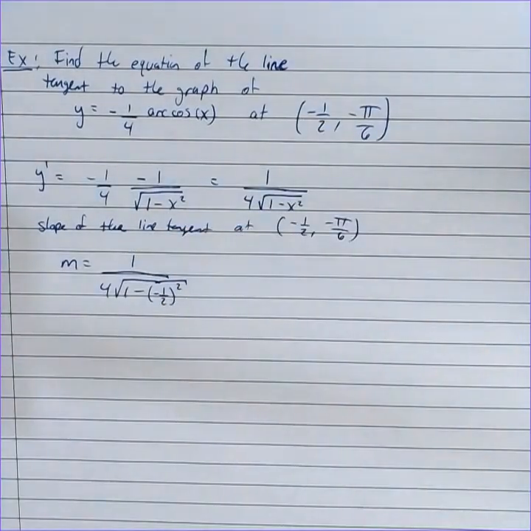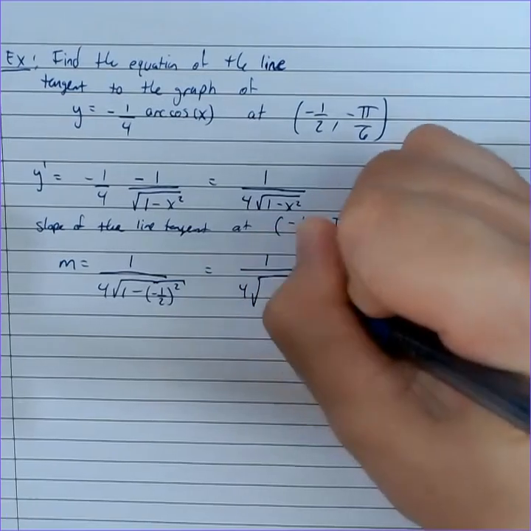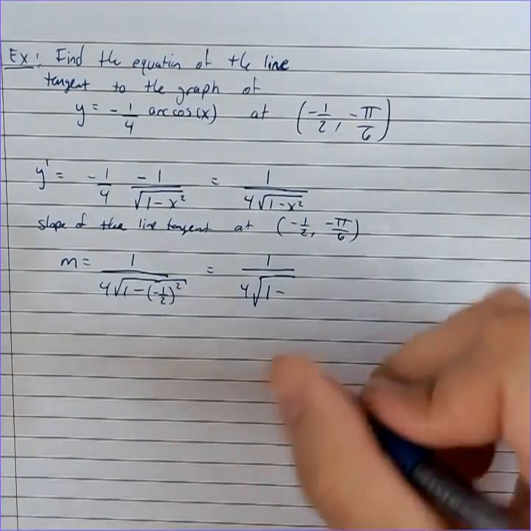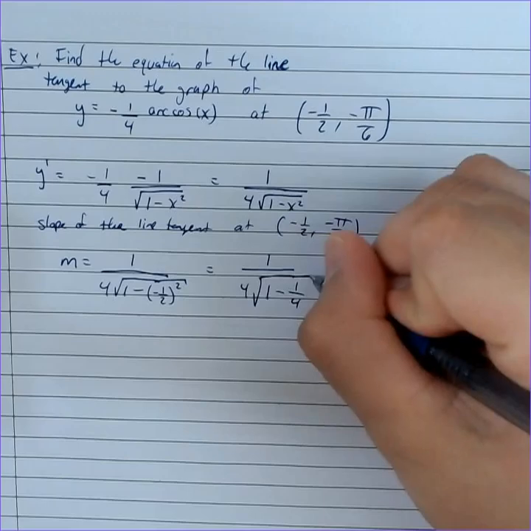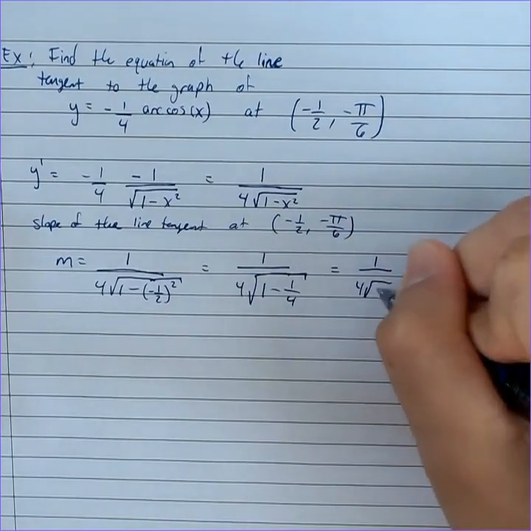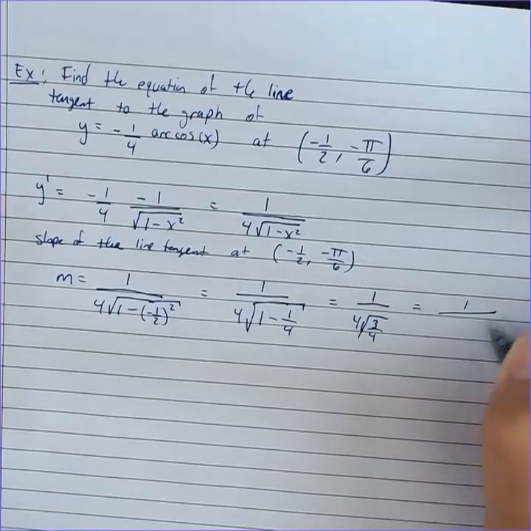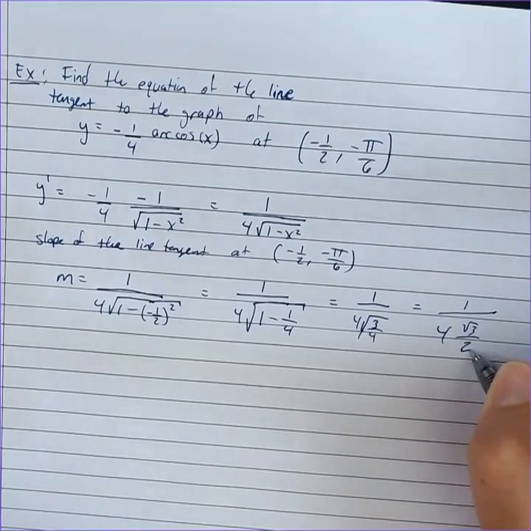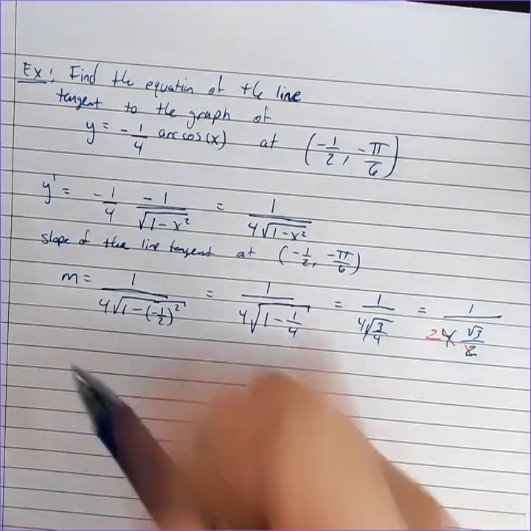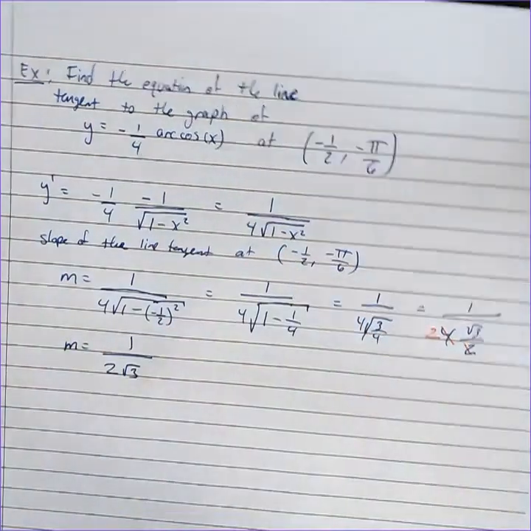squared. All right, so let's go ahead and do that. That's going to be 1 over 4 square root of 1 minus. If you take negative 1/2 and square it, that's positive 1/4. Okay, 1 minus 1/4 is 3/4. Take the square root of 3/4. That's going to be root 3 over 2. And now these reduce away, and I'm left with 1 over 2 root 3. All right, so that's my slope.